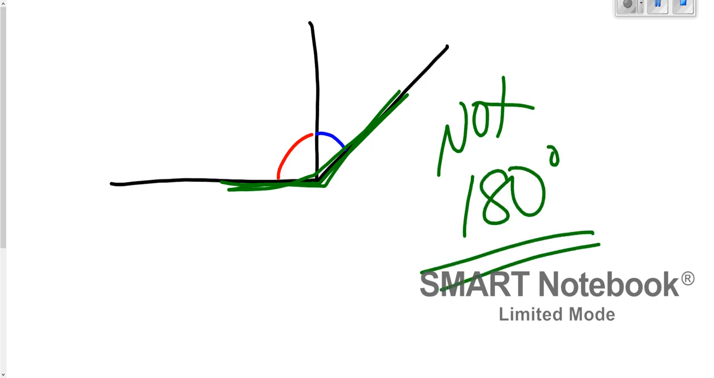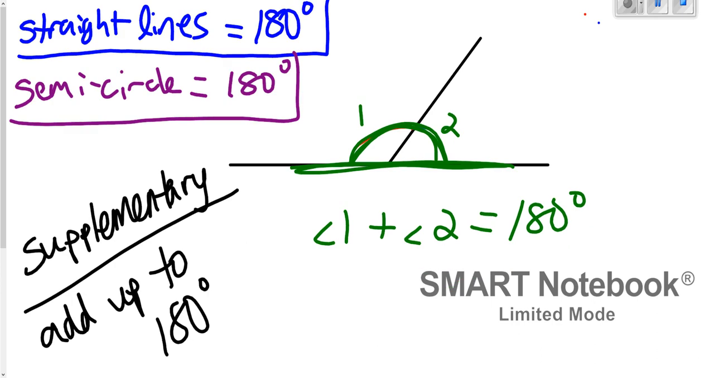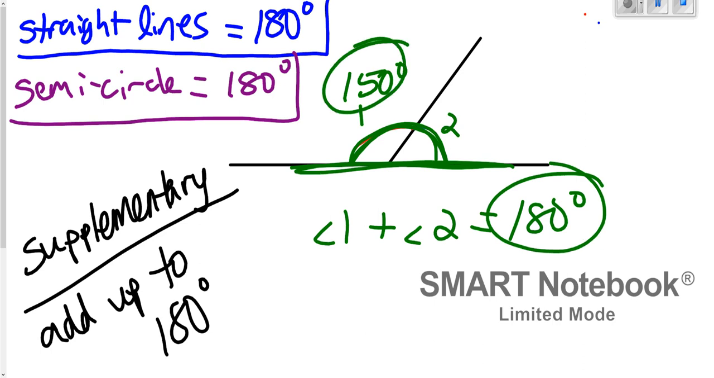So those are some things to keep in mind. Now, if I told you that angle 1 was 150 degrees, you could then use that they're 180 and 150 to figure out that this one is 30.